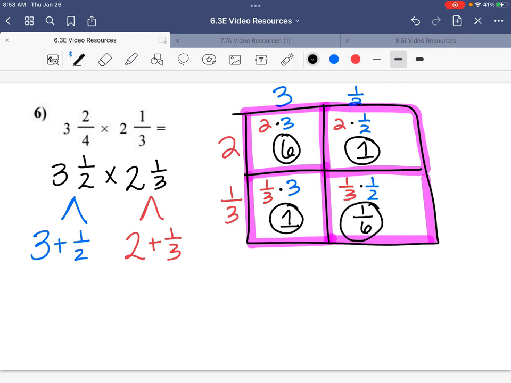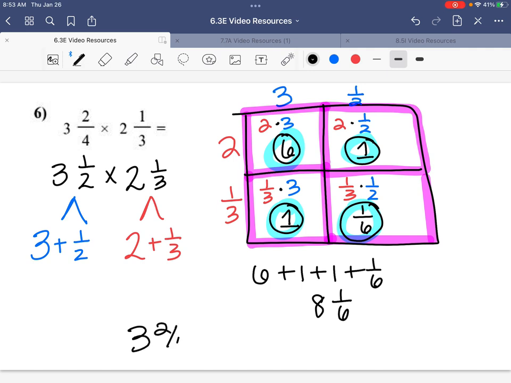So I have all of my partial products. So what I need to do now is add all of these pieces up. So I have 6 plus 1 plus 1 plus 1/6, which makes 8 and 1/6. So this tells me that 3 and 2/4 times 2 and 1/3 will equal 8 and 1/6.